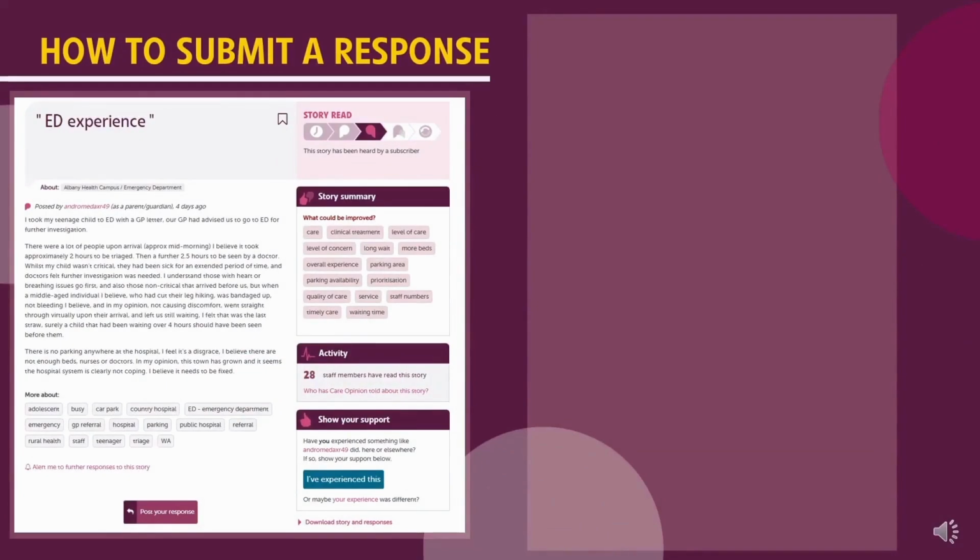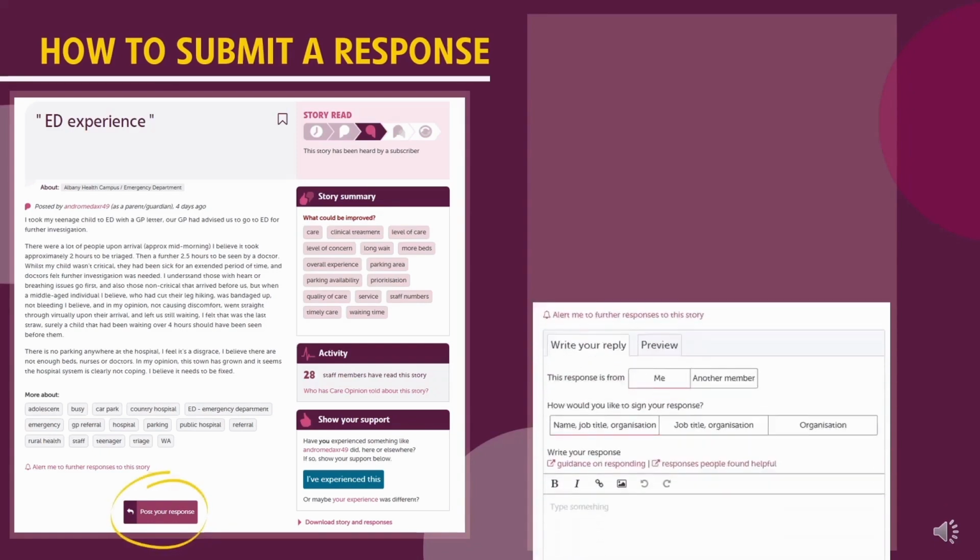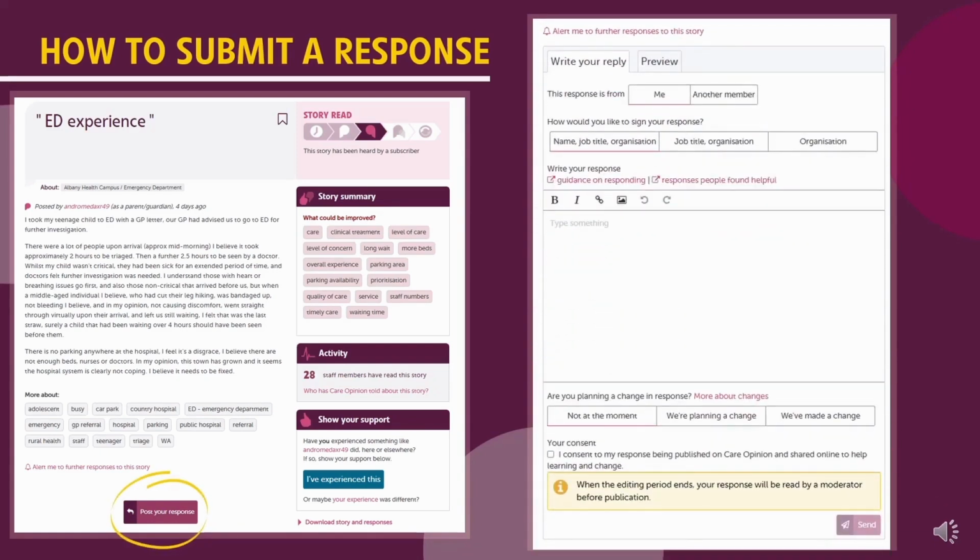Every time a story is published, staff who have been set up in the platform to receive story alerts will receive an automatic email notification with a link which will take them directly to the moderated story. When looking at the story, staff who have been granted responder access will see a purple box underneath the story with the words "Post your response." When you click on that link, the page will expand to include a box where you can write your reply.